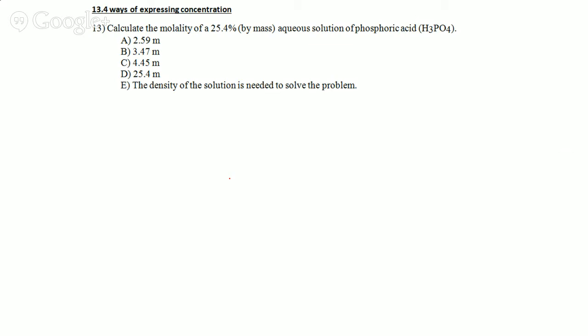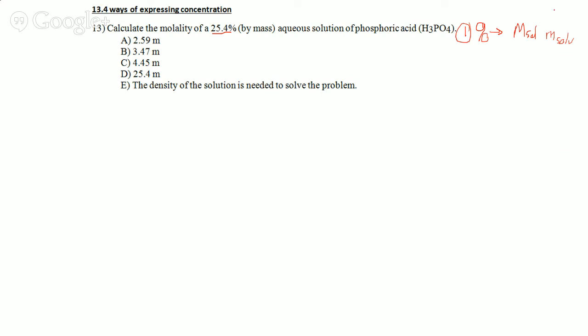It says calculate the molality of a 25.4% by mass aqueous solution of phosphoric acid. All right, well, let's think about this. What do they tell us? First thing that they tell us is the percentage, right? Well, that's by mass. So we can go from percent and we can get the masses of the solute and the mass of the solvent. So we can get those masses.